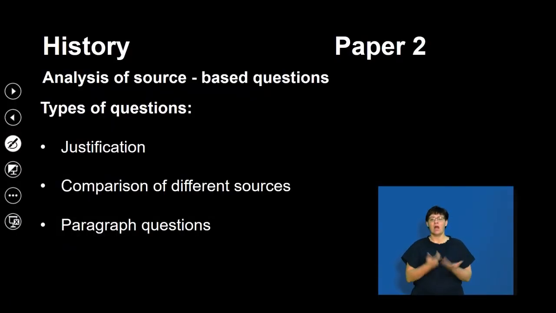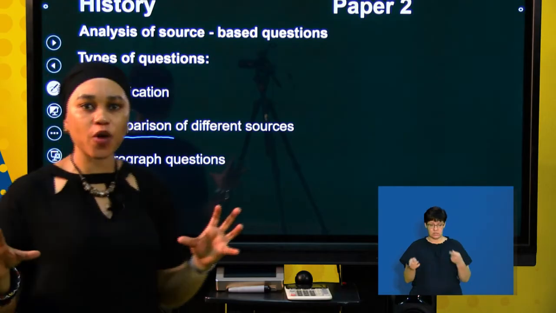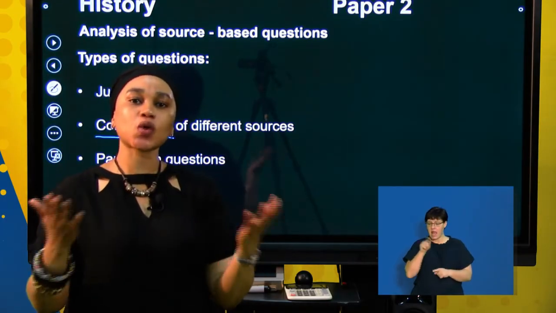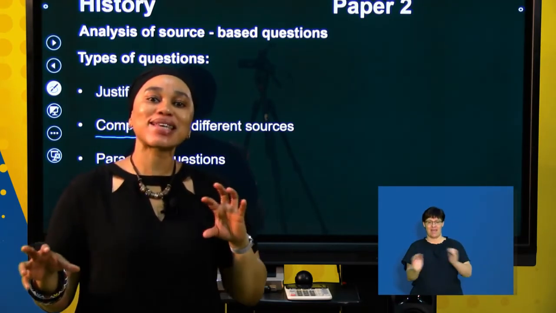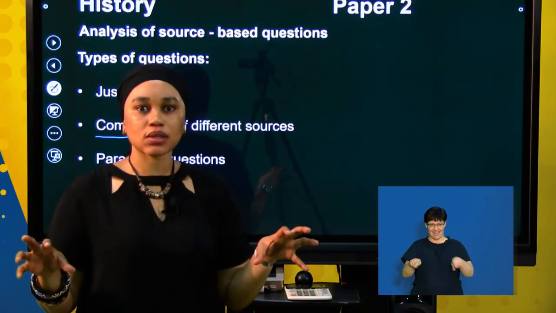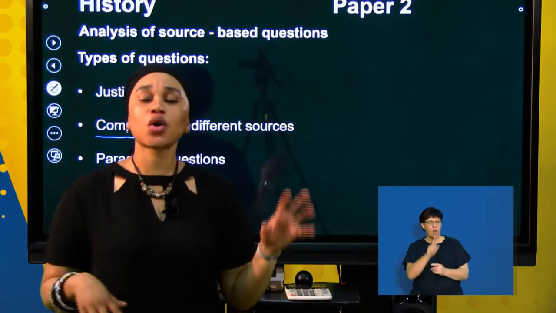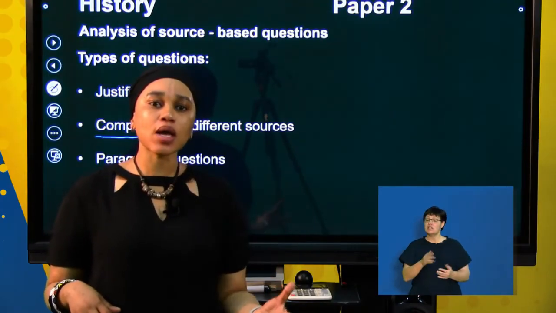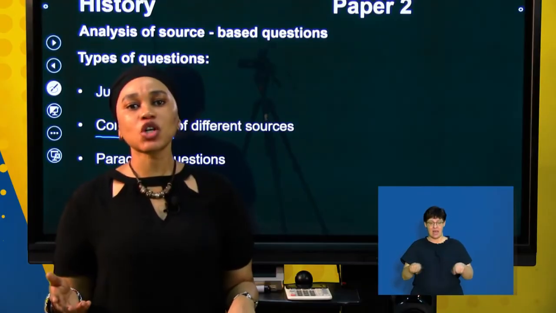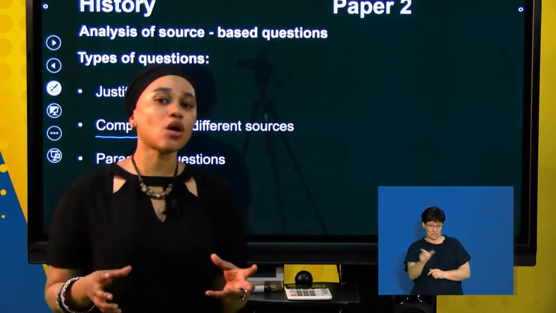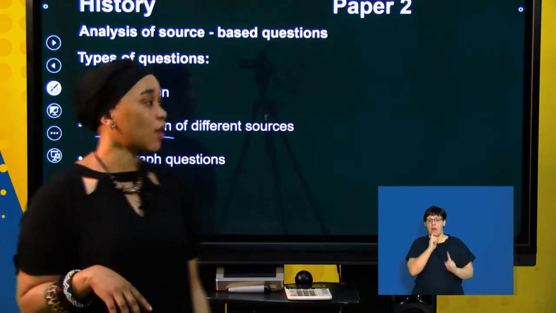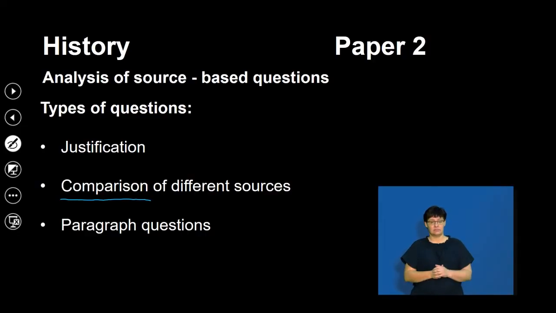Now, the types of questions you're likely to get are justification. You should be able to compare the different sources. As I said to you before the break, you need to be able to read two sources and find things that are similar. When you're comparing, you are looking for things that are similar in the two sources. Okay, sometimes you can get a question asking you to compare and contrast. So when you're comparing, you're looking for similarities, and then when you're contrasting, you're looking for differences. It's very important to know the meanings of those words, because if you don't know them, then you will not be able to answer the question. And then you will get paragraph questions as well.